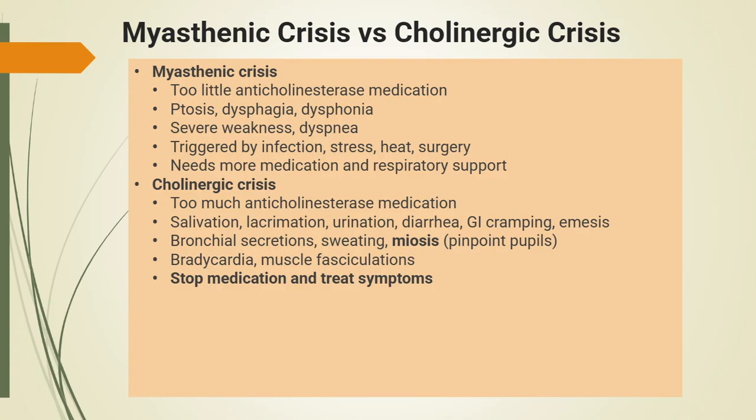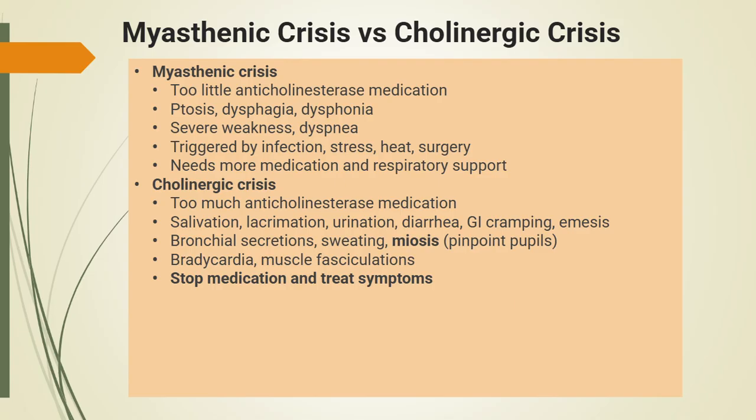This condition occurs when the patient has too little anticholinesterase medication, or when something triggers a sudden worsening of myasthenia gravis, such as infection, emotional stress, surgery, pregnancy, or hot weather. In a myasthenic crisis, the neuromuscular junction simply does not have enough functioning acetylcholine receptors being stimulated, so the muscles become too weak to work properly. As a result, patients may develop ptosis, difficulty swallowing, difficulty speaking, generalized weakness, and shortness of breath. Respiratory muscles fatigue rapidly and the patient may require ventilatory support. This is a medical emergency.